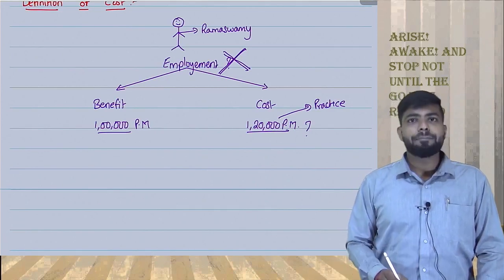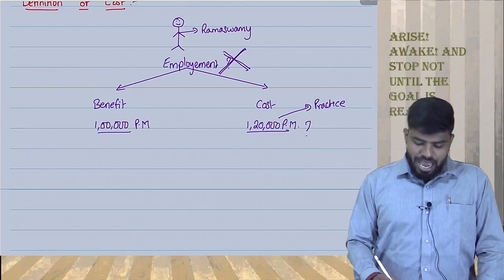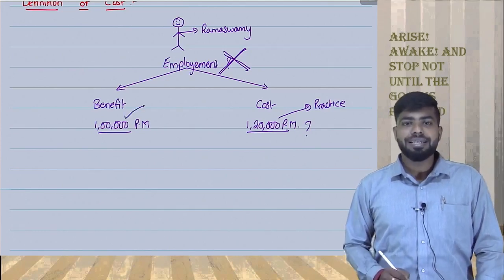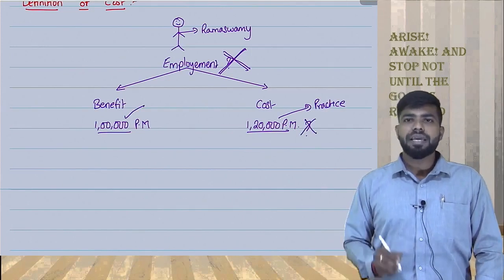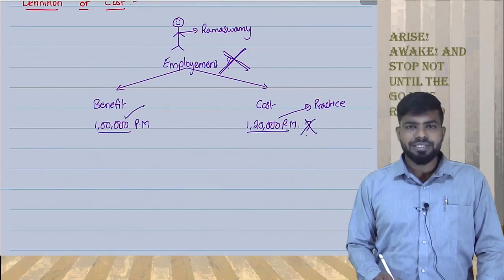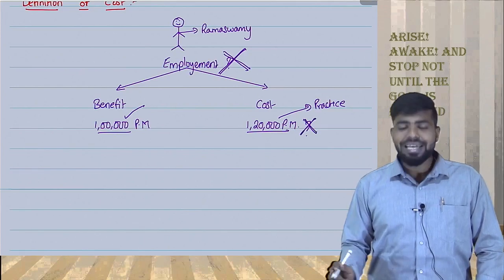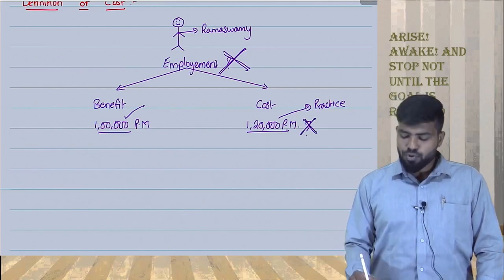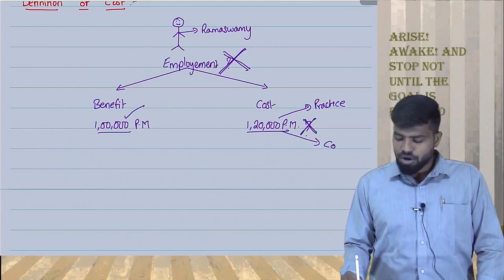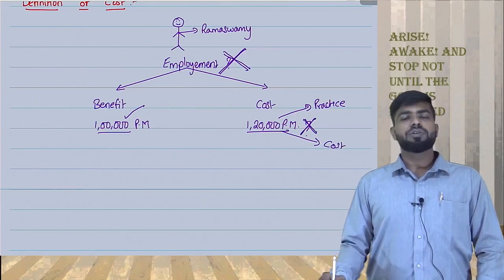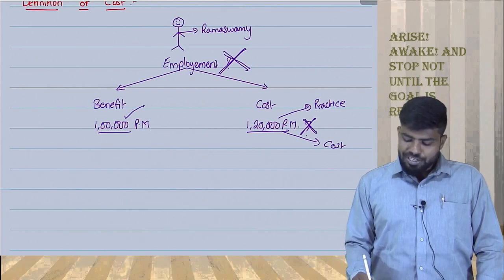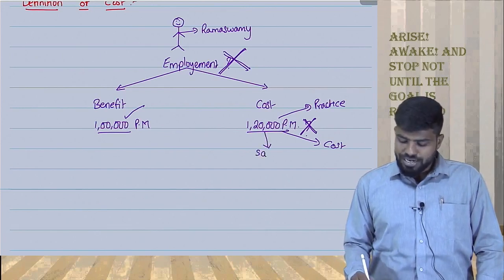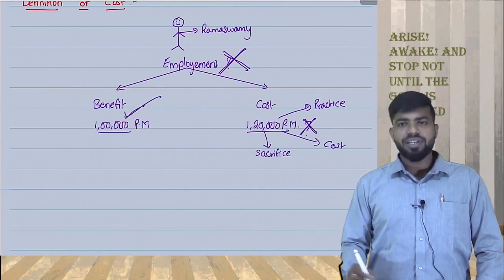If I go for the employment, I am going to get 1 lakh rupees, but I am going to lose 1,20,000. So that 1,20,000 will be treated as cost. If I want to go for employment, I need to sacrifice 1,20,000, and then I need to go for the employment.